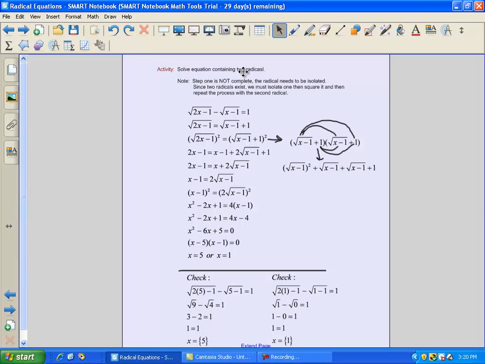Note step 1 is not complete. The radical needs to be isolated. Since two radicals exist, we must isolate one, then square it, and then repeat the process with the second radical. So the idea being that we want to take one of these at a time and push them over to the other side, but we can't do them both.